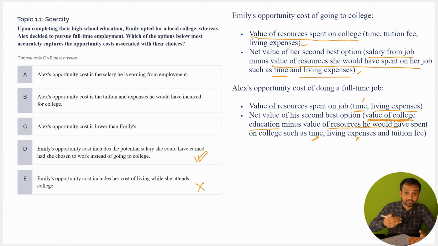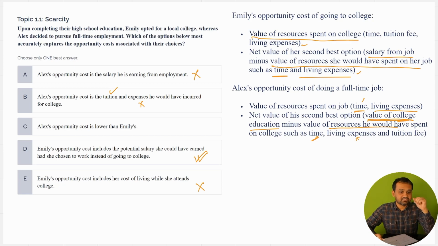So if you look at the three options A, B, and C. A, Alex's opportunity cost is the salary he's earning from employment. That is not his opportunity cost because he's not giving that up. B, Alex's opportunity cost is the tuition and expenses he would have incurred for college. While tuition is part of his opportunity cost, the expenses wouldn't be, right? So that's why B is not the right answer.